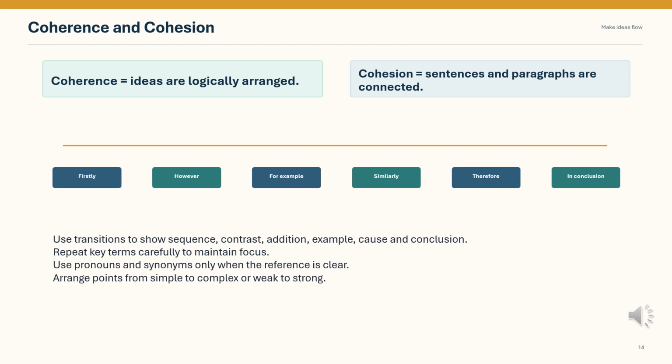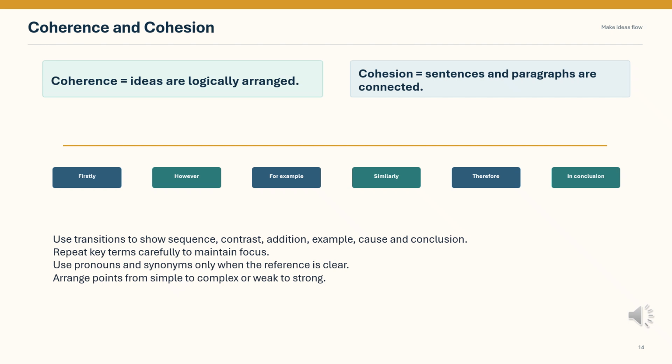This particular slide is very important because you do have a particular topic in your syllabus on this, that is coherence and cohesion. Now, coherence and cohesion are very important in essay writing. Coherence simply means ideas that are arranged logically. When the reader reads it, the reader should not feel that one point is disconnected.